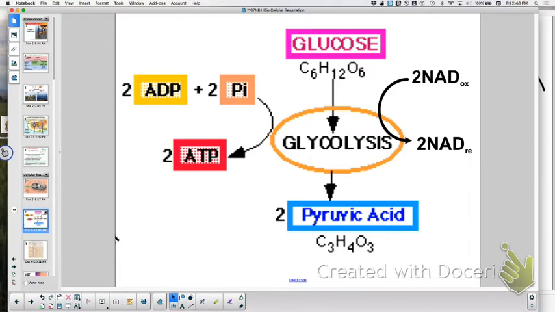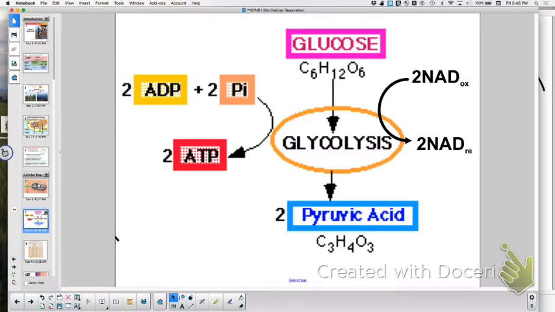Okay. Now, is this the truth right here? No, because really it makes how many ATP? 4. But to get the party started, we had to spend 2, and then we get 4, so we net out 2, and we reduce 2 NAD.